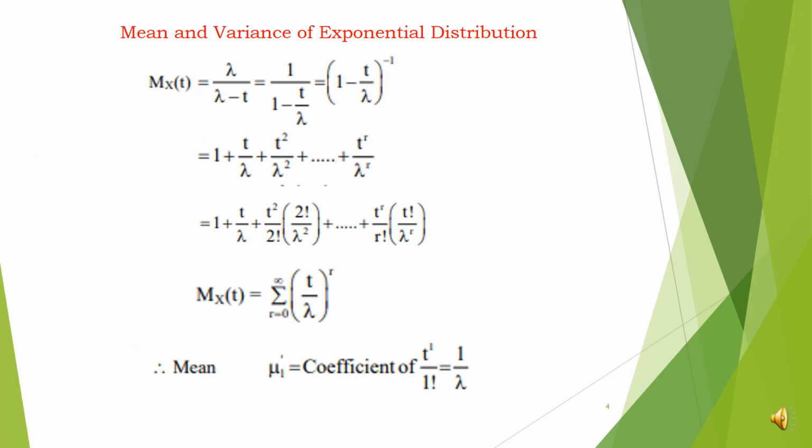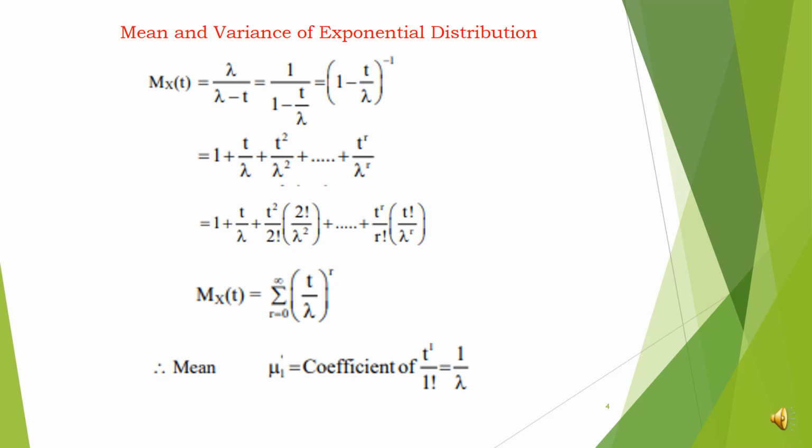The next topic is the mean and variance from the moment generating function. A moment generating function of the exponential distribution helps us compute important statistical measures like mean and variance. It is derived from the probability density function and provides a compact mathematical representation of the distribution.